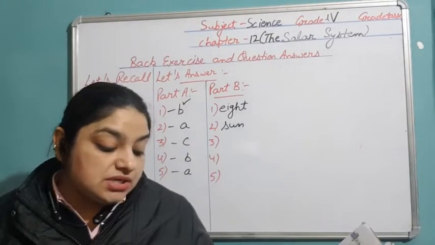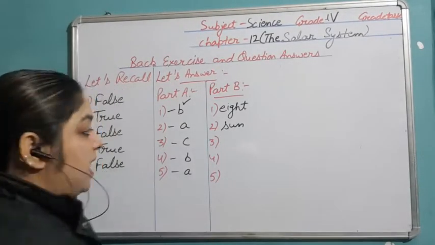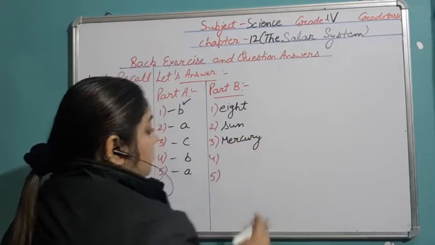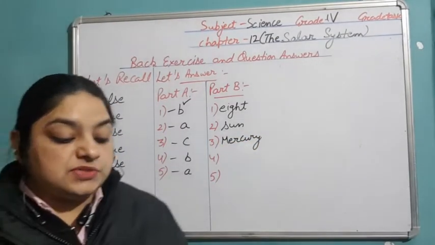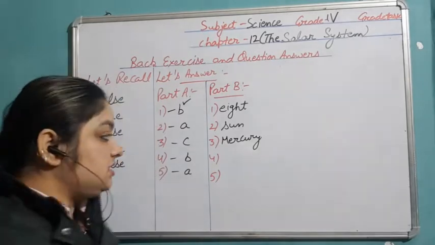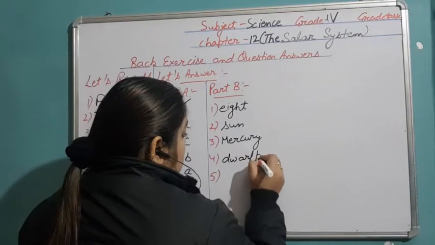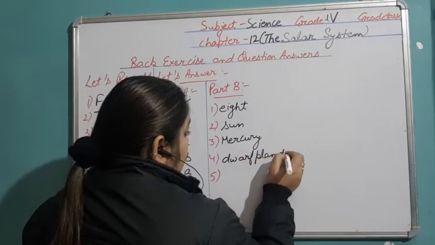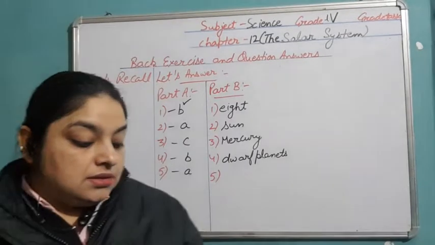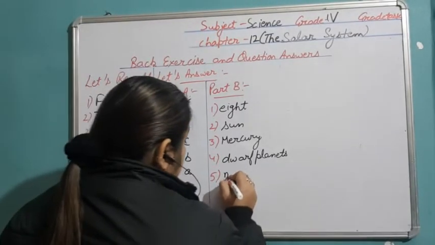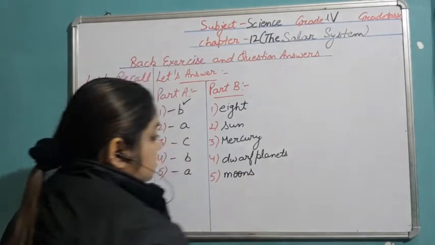Third is dash is the smallest planet. Smallest planet is Mercury. Fourth is Pluto and Eris are dash. These are a type of dwarf planets. They do not fit the definition of the planets. We call them dwarf planets. Fifth is Mercury and Venus have no dash. They do not have any moons.